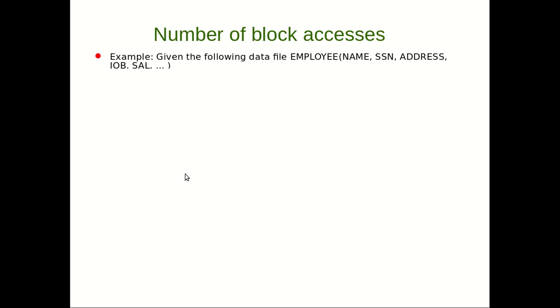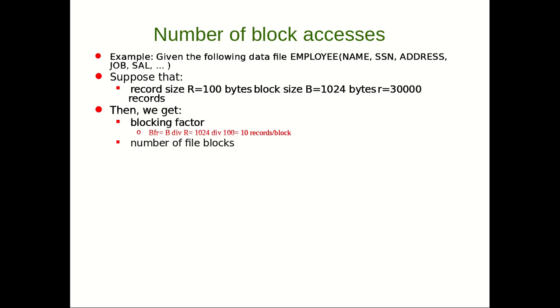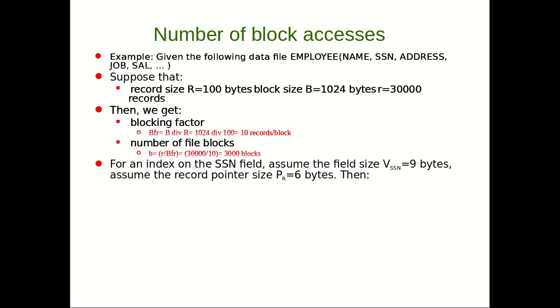Now we will see the number of block accesses required. Example: given the following data file, employee name, SSN, address, job, etc. Suppose that the record size is 100 bytes as in the previous case, block size is 1024 bytes, and the number of records is 30,000. Then we get the blocking factor: you can have 10 records per block. The number of file blocks is 3000 again, because you have 30,000 records divided by 10, so 3000 blocks are required.